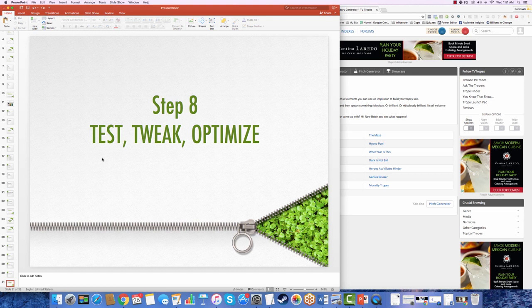And then optimize. So maybe it's converting great, but you want the front end to convert better. So instead of 30% of your viewers staying on for the first minute, you want it to be 40%. How do you improve that? How do you optimize that? Do you try different hooks? Do you try different story leads? What do you do? That's the test, tweak, and optimize phase. We've talked about that in previous modules, but those are the steps.